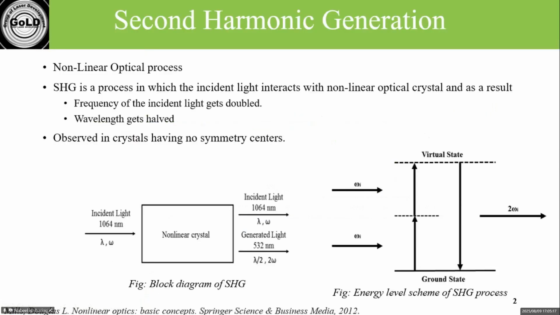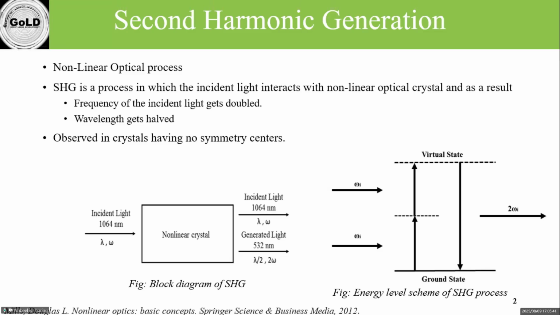So basically, what is second harmonic generation? First, we'll try to understand. Second harmonic generation is basically a nonlinear optical process in which, when incident light interacts with a non-linear crystal, meaning the crystal having no symmetry, the frequency gets doubled or the wavelength gets halved.